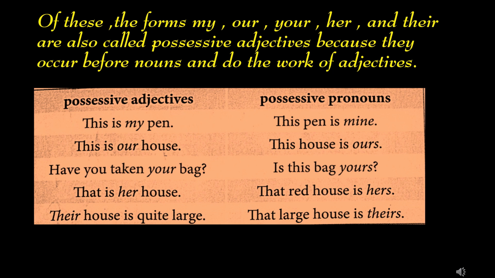Possessive pronouns. This pen is mine. This house is ours. Is this bag yours? That red house is hers. That large house is theirs. Here the possessive pronouns are mine, ours, yours, hers, theirs.